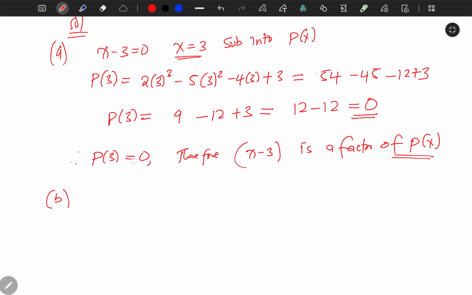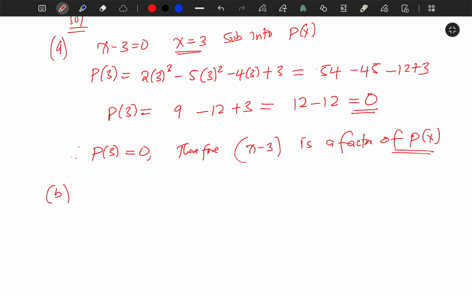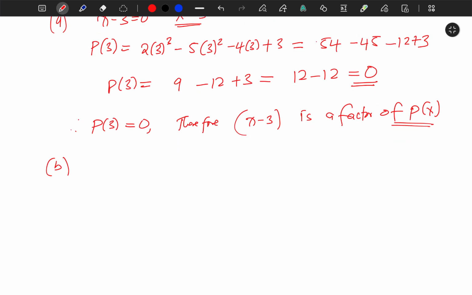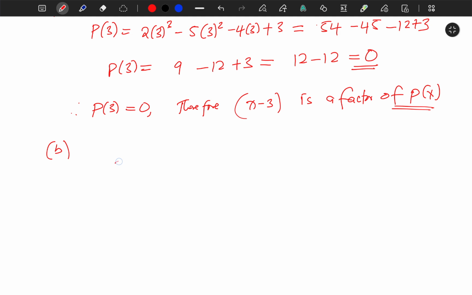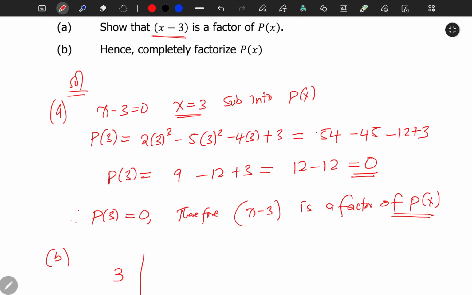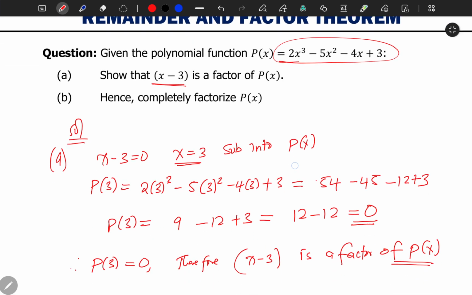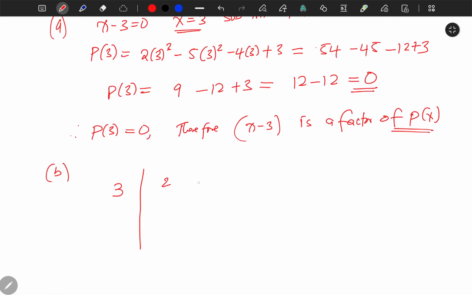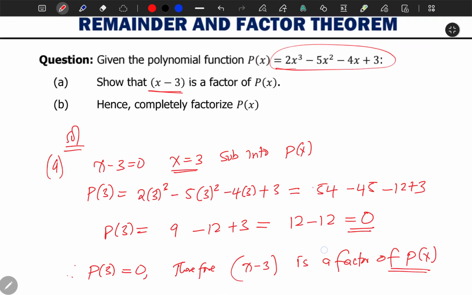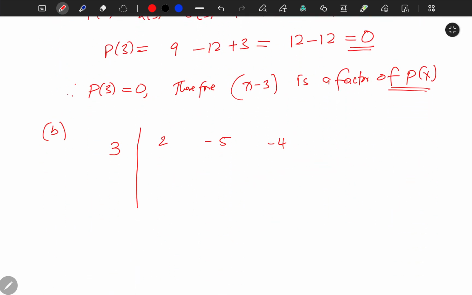Since x minus 3 is a factor, we can use long division or synthetic division, whichever you're comfortable with. Let me use synthetic division. Since we set x equal to 3, I'm going to put it here. Now I'll put the coefficients of the equation there: 2, negative 5, then negative 4, then 3. Then I'll put 0 there. Then I'll drop this first number. That's the first thing that you do.